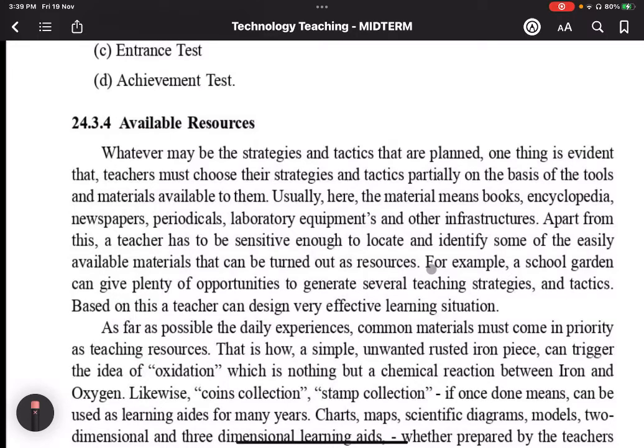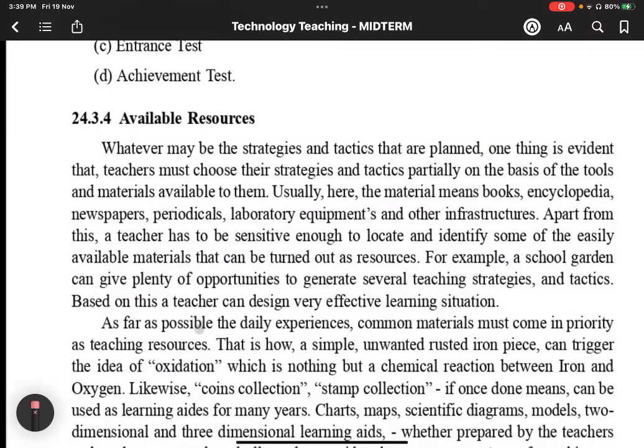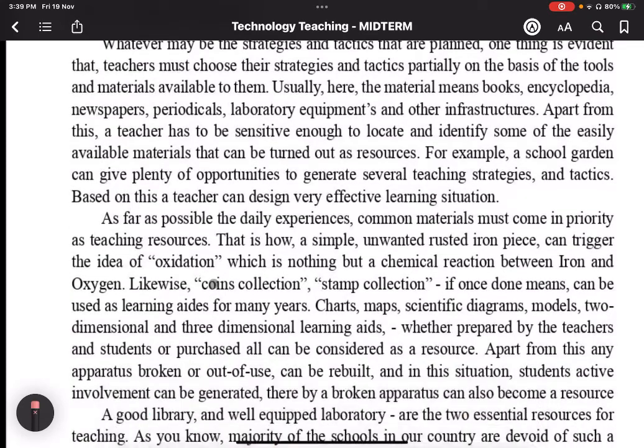So, a teacher should be very resourceful in finding those available resources, para sa appropriate learning experience na ibibigay natin sa students. As far as possible, the daily experiences, common materials must come in priority as teaching resources. So if you know the entry behavior ng students, if you know your students well, if you know your class, their individual differences, then you can appropriately select the available resources that are needed in giving your students a better learning experience.